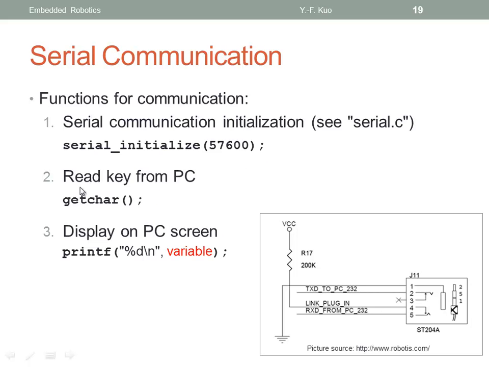If we want to read a key from the PC, we have to use get character, getchar. If we want to display something on the PC, we send a message back to the PC using printf. Inside the bracket is basically the way we learn to program in C. So here the D is a number, the number of this variable in red.